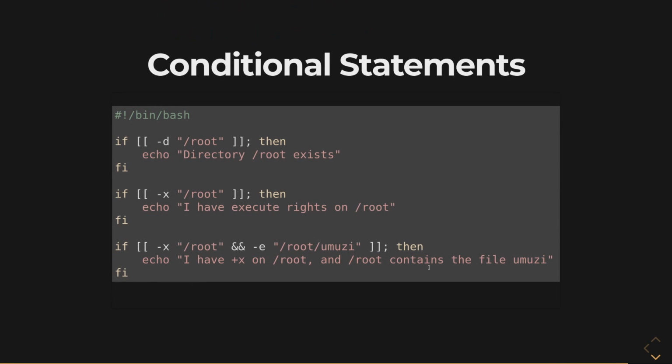Here's a quick script which will illustrate what you can do. This one will check if the root directory exists. It'll then check if I have execute rights to that directory. And then the last one is a combined check. It'll check if I have execute rights on root, and if the root folder then contains the file Umuzi.